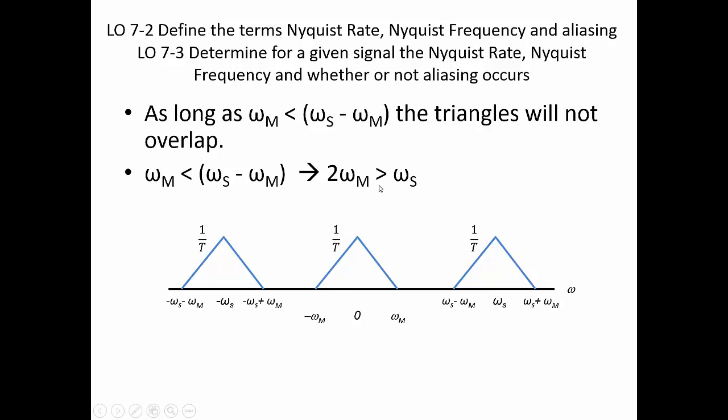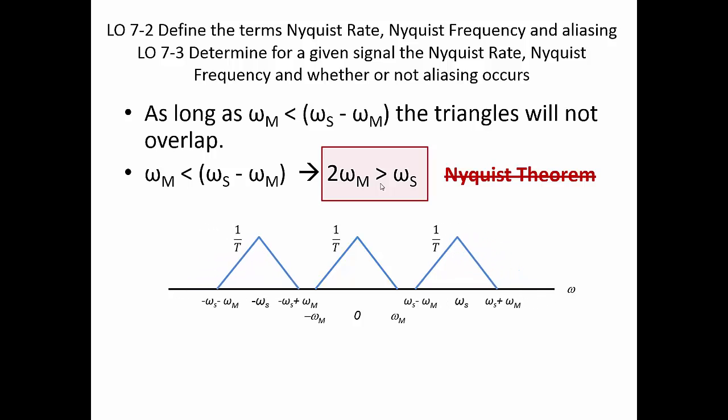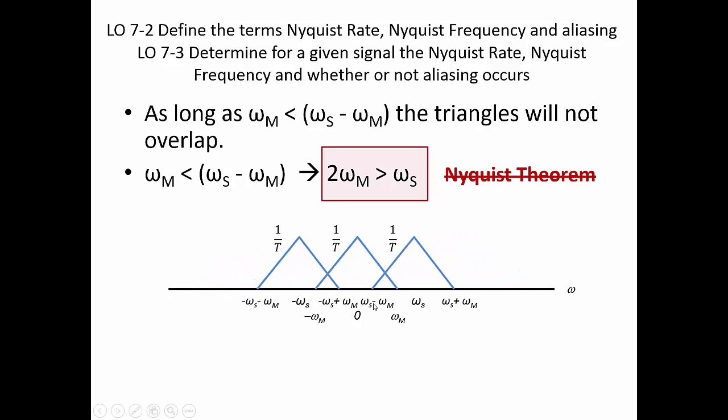If we wind up with 2 omega m bigger than omega s, the Nyquist criteria will not be satisfied, and we will wind up with omega m being to the right of omega s minus omega m. This means that our spectra overlap. We would have to then add the spectrum to get our final spectrum, and we call this aliasing.